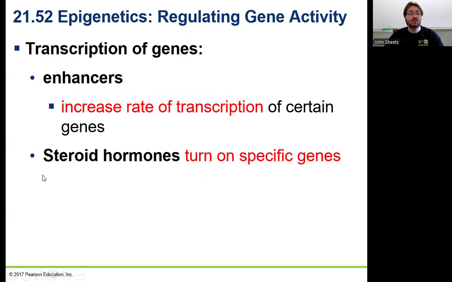Then we have the transcription of genes. Certain genes have an increased rate of transcription, and certain hormones are able to turn on certain genes. A hormone is any chemical that signals from one cell to another through a chemical action. Steroids are signaling hormones that are based off of lipids or fats. The sex hormones are a subset of steroid hormones. These include testosterone and estrogen, that sort of thing.